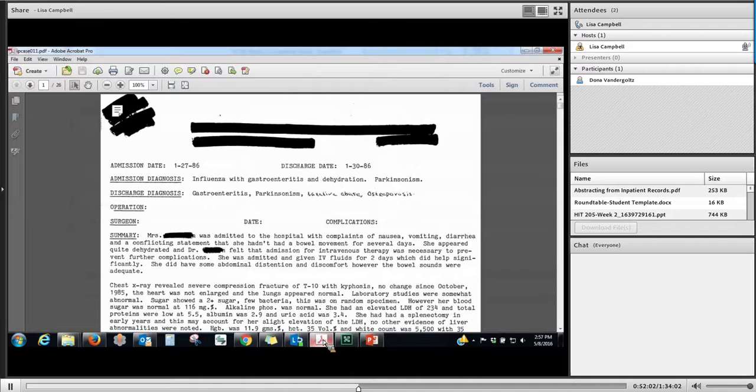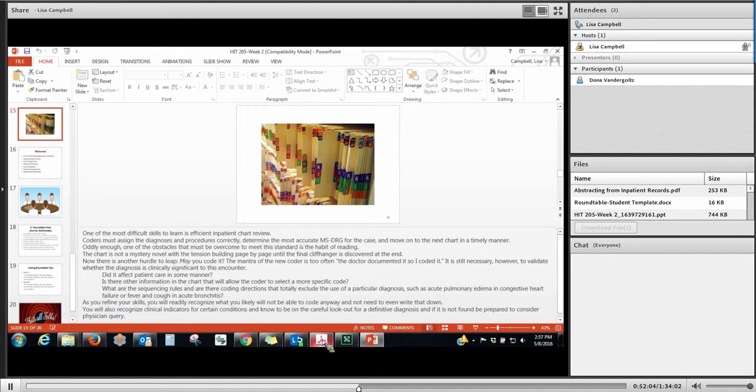So using our case number 11, I want to talk about some things that you need to know. Number one, it is our goal to assign diagnoses and procedures correctly. Why? Because it enables us to assign the most accurate MS-DRG. And you'll notice for your roundtable cases, you have to determine what the MS-DRG is each and every week.